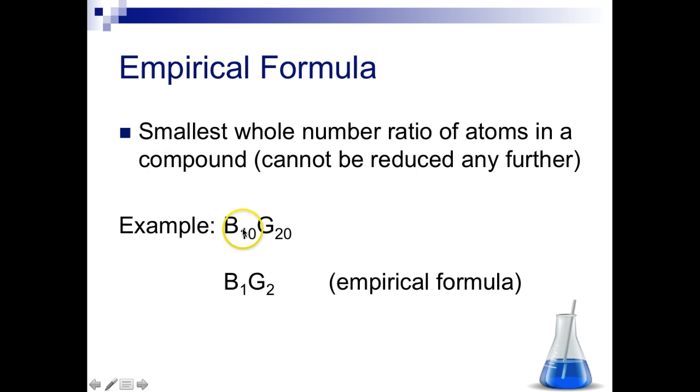So we have B10G20. That would be considered what we have as the formula. The empirical formula would be if we were to reduce this to the least whole number ratio. 10 and 20 are both divisible by 10, so if we divide 10 by 10, we would get 1, and 20 by 10, we get 2. So the empirical formula, or the smallest whole number ratio of atoms in the compound, would be B1G2.